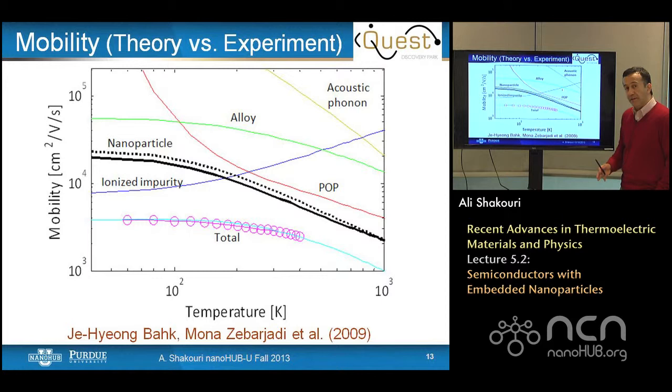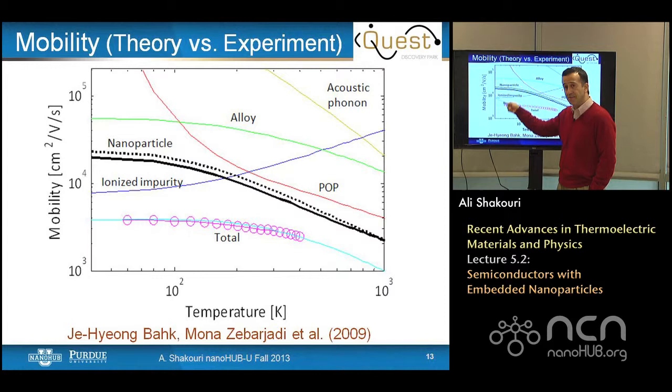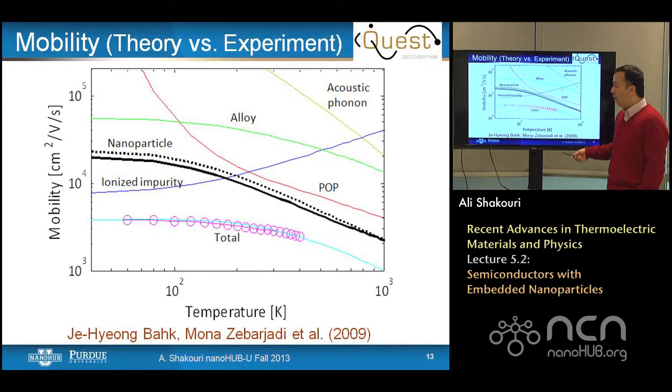Here are the experimental versus theoretical mobility of one of these samples. So here's electron mobility, the 1,000 to 10,000 to 100,000 of very large numbers. This is a low effective mass material. This is versus temperature. For a bulk indium gallium arsenide, the dominant scattering at low temperatures is ionized impurity, and at high temperatures is polar optical phonon scattering. Alloy scattering and acoustic phonons are there, but there are much less.